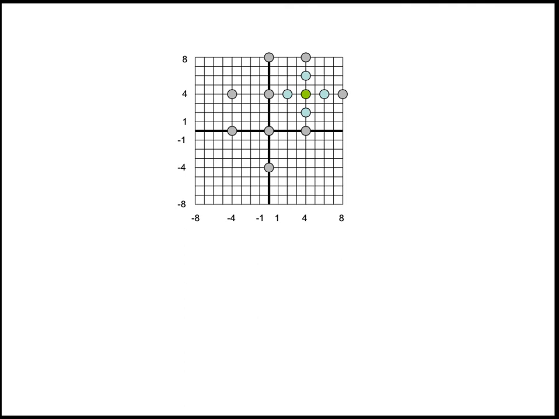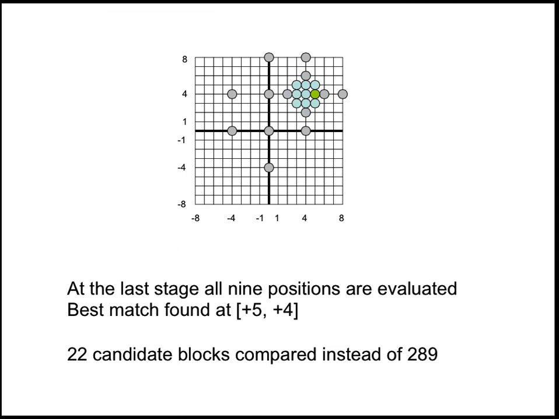We're searching. So now it's like saying, okay, what's the MAD here? What's the MAD here? What's the MAD here? I already know what it is here. We find the point at which it's best, and then we do a search around those. So in this case, if you were to evaluate each of the possible candidate blocks, you'd have had to compare 289 blocks. Here we're only comparing 22. So that's less than a tenth of the work.